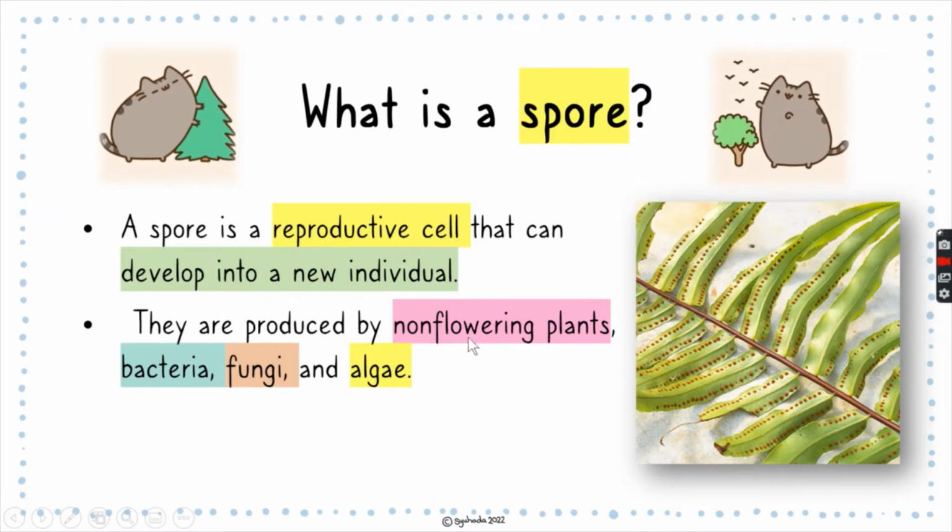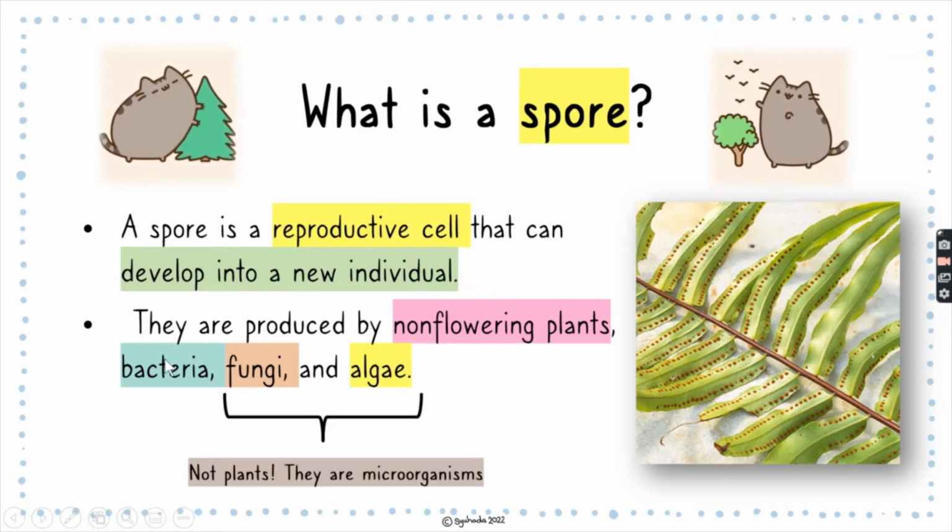Spores are produced by non-flowering plants, meaning they don't make flowers. They are also produced by bacteria, fungi, and algae. And actually, these three are not plants, but they are microorganisms.